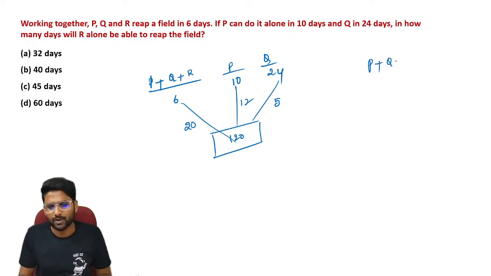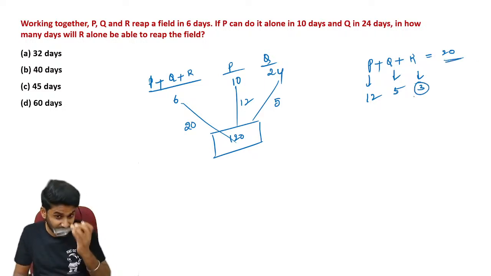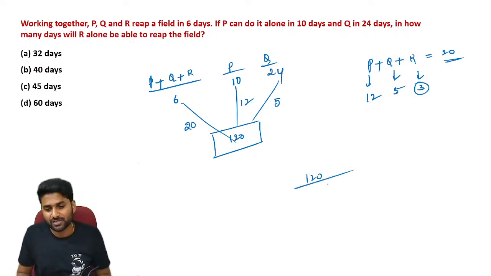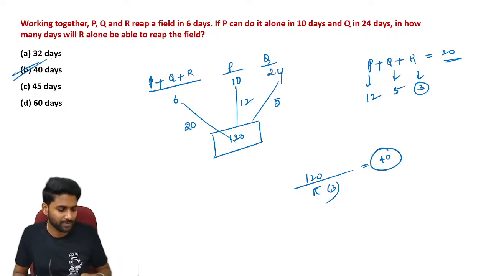So here P, Q, R altogether finish 20 units per day. P completes 12 units, Q completes 5 units. Then what about R? P 12 units, Q 5 units, and total is 20. So we can conclude that the efficiency of R is 3 units per day. We want to finish 120 units, assigning only R. R's efficiency is 3 units per day, so definitely R takes 40 days to complete it.